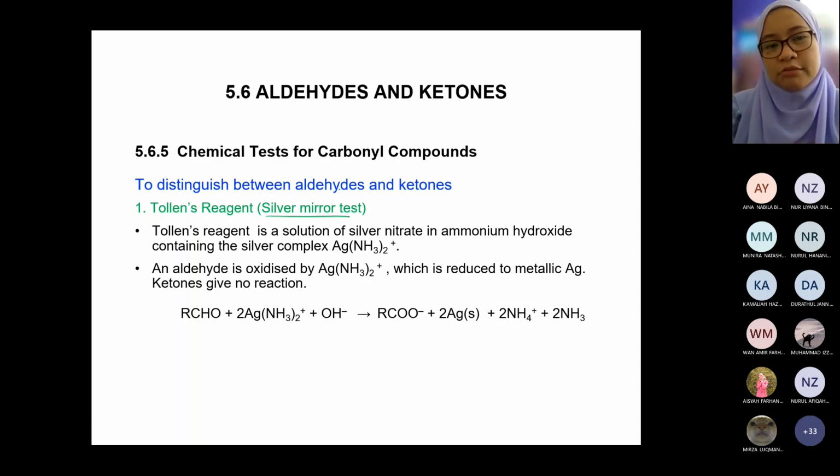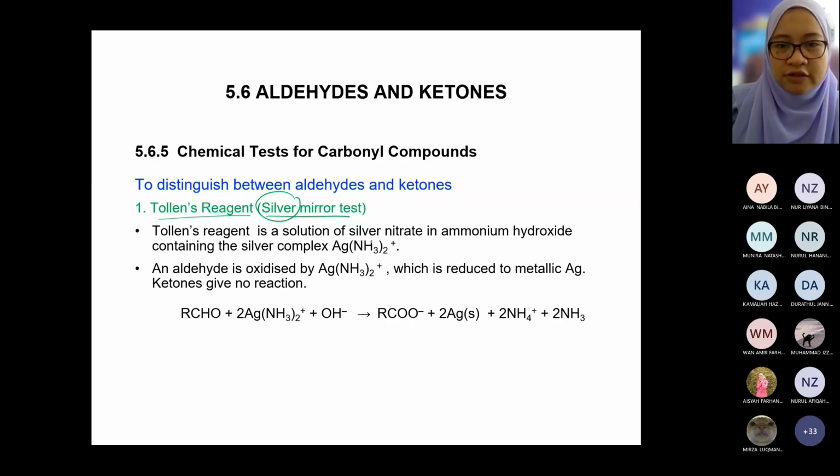If you do this experiment in the lab, at the end of the experiment you will produce this silver mirror. You really see silver and it is a mirror. It is how a mirror is produced, using silver. You will see the test tube coated with this silver mirror and you will see your face. That's why it's called a mirror. So this silver mirror test or Tollens reagent, it's the same thing.